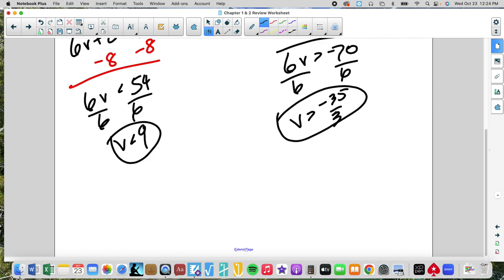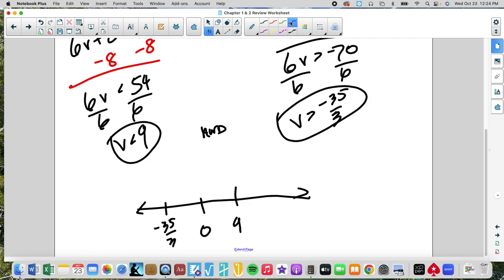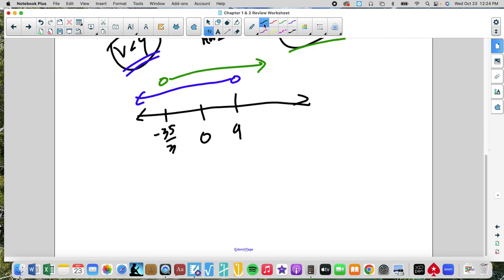Okay. This is an and or an or, and so I'm going to draw two statements. I got negative 35 thirds, 0, and 9. Let's do this in blue. V is less than 9, open circle. Let's draw this in green, open circle. So my answer is going to look like this. Negative 35 thirds, 0, 9, open circle, open circle.